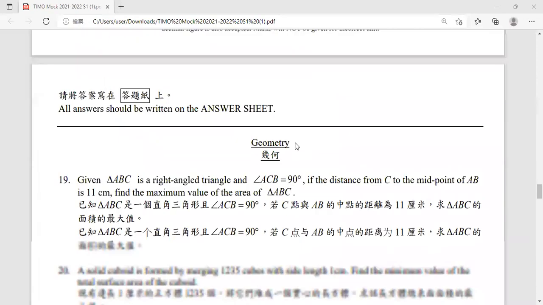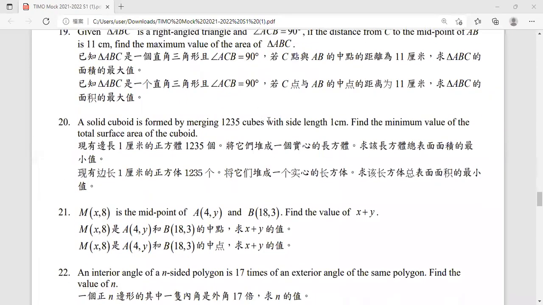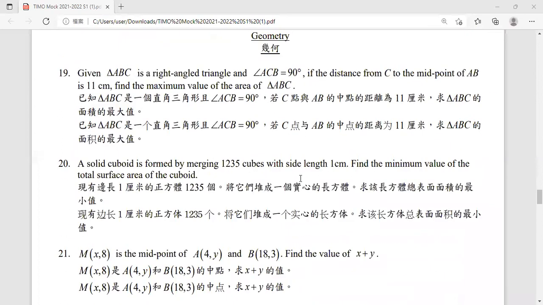Okay. Question 20. And yes, the minimum. This is simple. Because you want to make the total surface area smallest, you make the total surface area a minimum value. So you just need to do some prime factorization first.